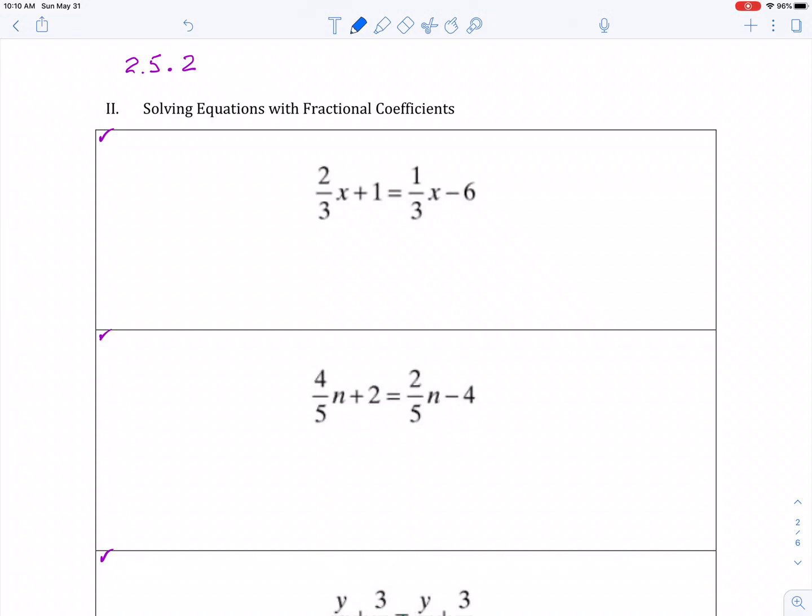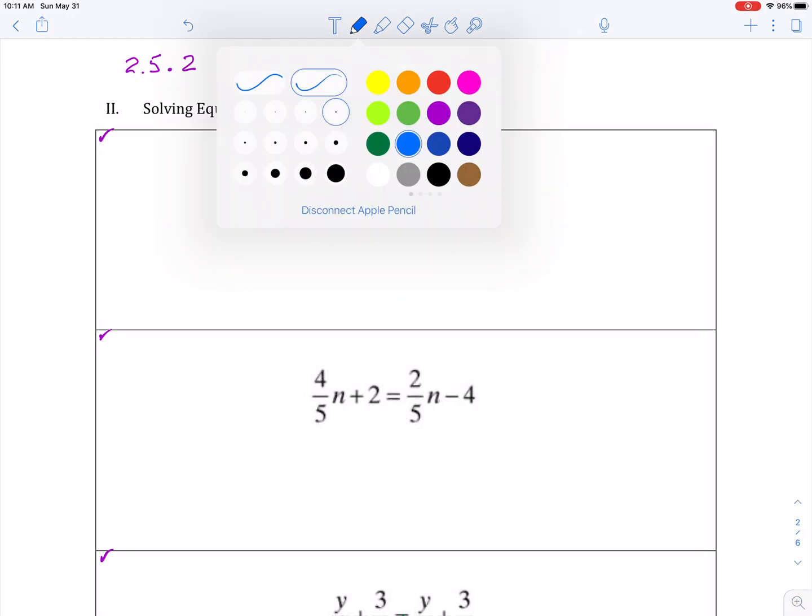All right, this is Susan Poss again. This is still section 2.5. Remember I said I was going to divide it up into 4 different videos. This group of equations that we're trying to solve involve fractions. So I'm going to still start the same way.